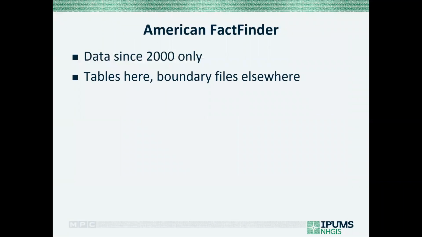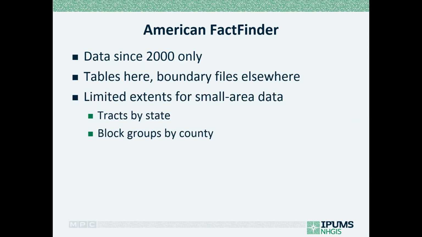Some other features of FactFinder that are problematic or might dissuade you from using it. It's got a massive number of features, but you can't get the boundary data through American FactFinder. You would have to go to a different part of the census website. Not a big deal, but it's something that differs from NHGIS.